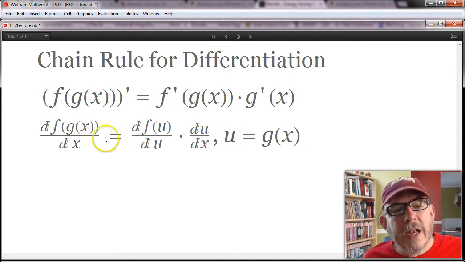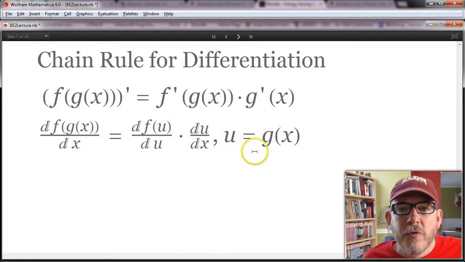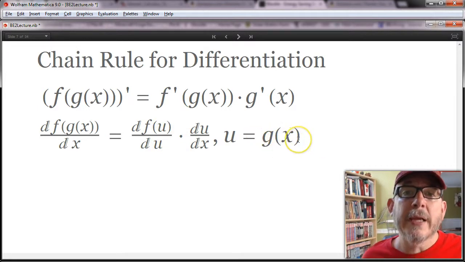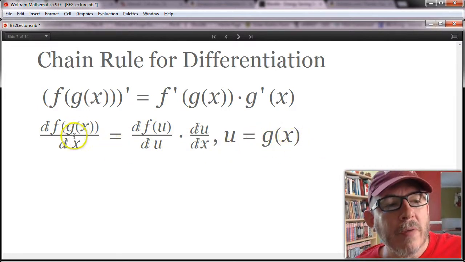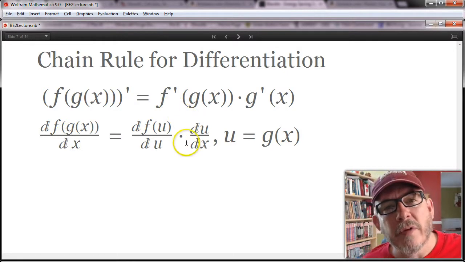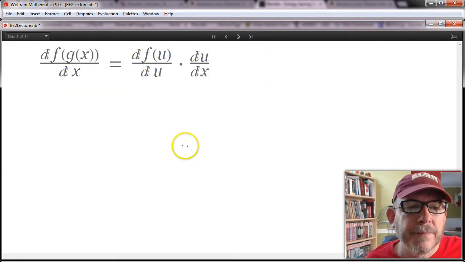And with the understanding that this equality here only holds if, after we are done, all the u's we find, we substitute back in g of x, so that we have an expression of x over here, and we have an expression with respect to x over here.